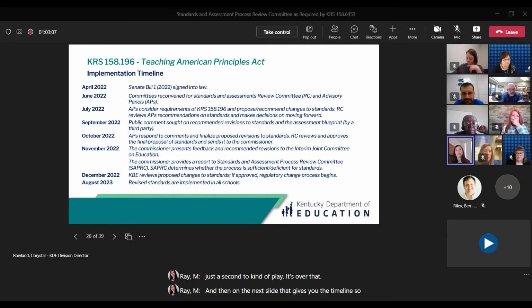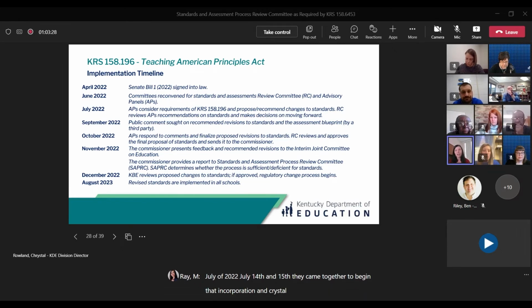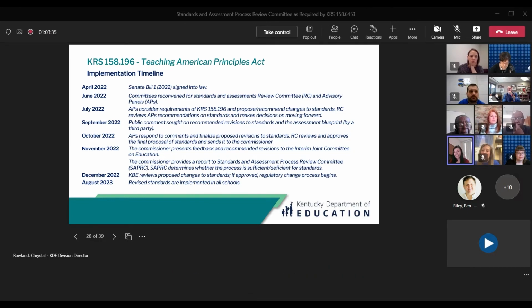So that bill was signed into law in April of 2022, and we moved immediately to reconvene the advisory panels and review committee for social studies in June. They actually met in July of 2022, July 14th and 15th. They came together to begin that incorporation. And Crystal's going to talk a little bit more about some of the choices that they made initially, but I just wanted you to see that this is an accelerated timeline for us.